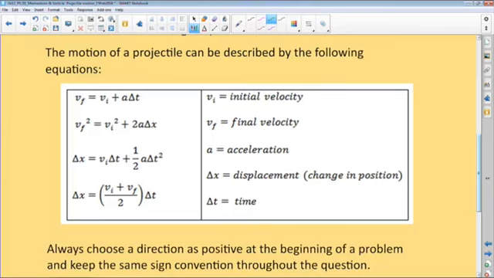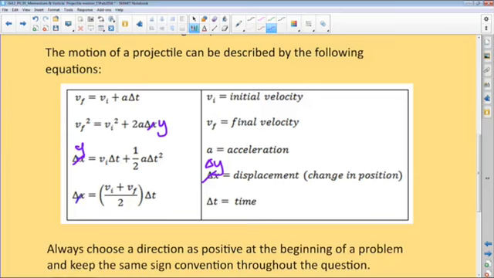I've just realized that I need to actually make a change here. The difference here is that it's not delta x, it's delta y. On your information sheet, they'll give you both. They'll give you the equation with delta x and delta y, but these should be delta y.